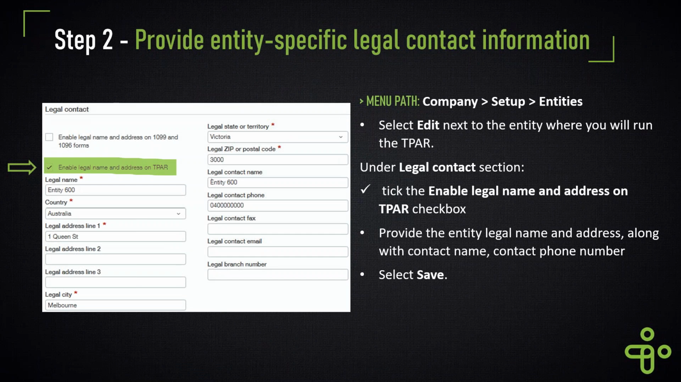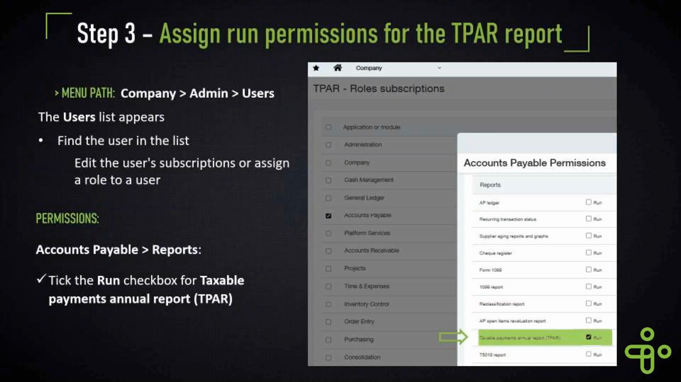Step 2, provide entity-specific legal contact information. I've included in this slide again the menu path for the process. Once you enable TPAR in the entity by checking the box, please enter all the relevant details such as legal name and contact details. And as always, please ensure that you save all your changes.